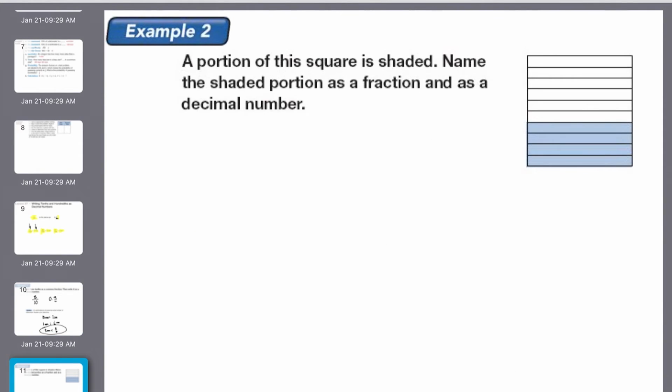A portion of this square is shaded. Name the shaded portion as a fraction and as a decimal number. Well, we have 1, 2, 3, 4, 5, 6, 7, 8, 9, 10 spots. So 10 is my denominator. And how many shaded? 1, 2, 3, 4. So 4/10. There's a fraction. As a decimal, it'd be 0.4, 4/10.